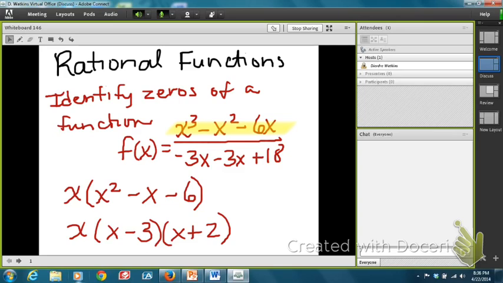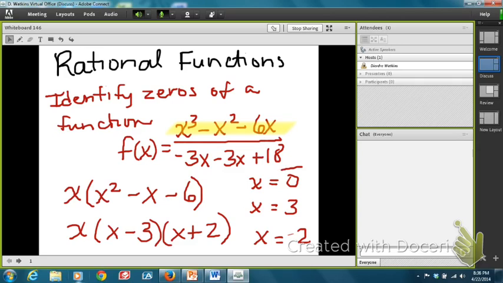All right, now that I have the factors, I'm going to set each one of these factors equal to 0, and that gives me the zeros of the function. So here, x is just equal to 0. Here, x minus 3 equals 0, and you solve for that, you get x equals positive 3. And the last one, you have x plus 2 equals 0, and you solve for x, you get x equals negative 2.